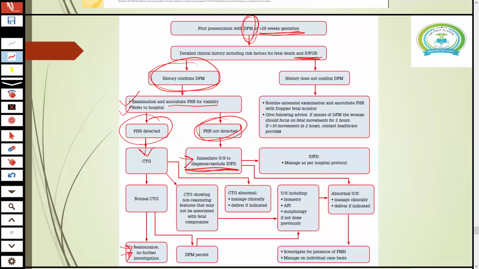If we are confirmed with IUFD, then we have to manage it: we have to deliver, following all the protocols of IUFD. But if it's not, then we have to look at the CTG again. What is CTG showing? We have to respond to that situation in that way. CTG abnormal, we have to manage clinically. If indicated, we need to deliver.